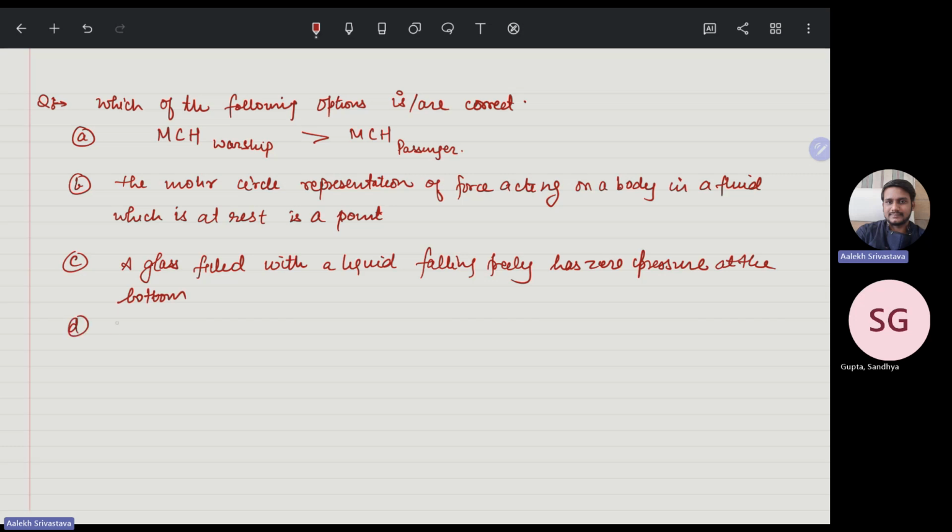And your D option is the mosquitoes sit on the water due to surface tension. So which of the following options are correct? It may be one or more, so multiple options can be correct. So I'm giving you 1 minute. Please think this. Which of the following options are correct?